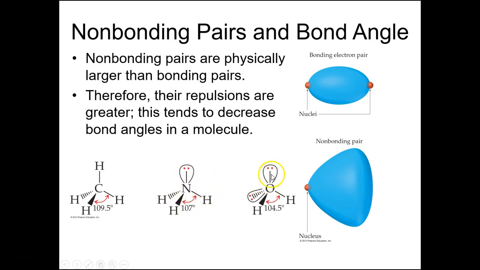And if you get to water, that squeezes it down even more, because now you've got two non-bonding domains that are, again, larger than the bonding domains, and so they are going to press in on these bonding domains and squeeze them closer together. And so the bond angle in water is actually 104.5 degrees, which is 5 degrees smaller than the bond angle in methane.